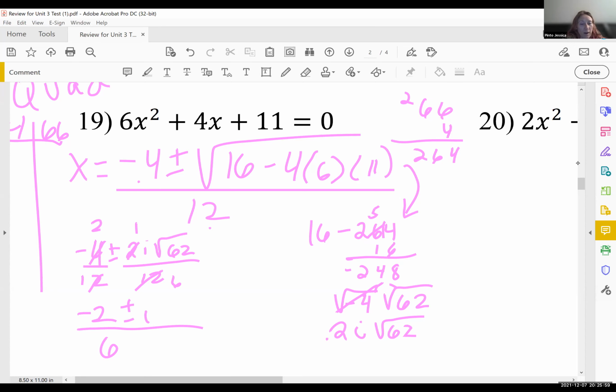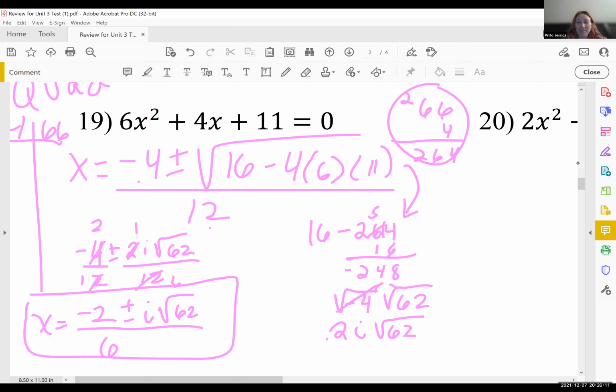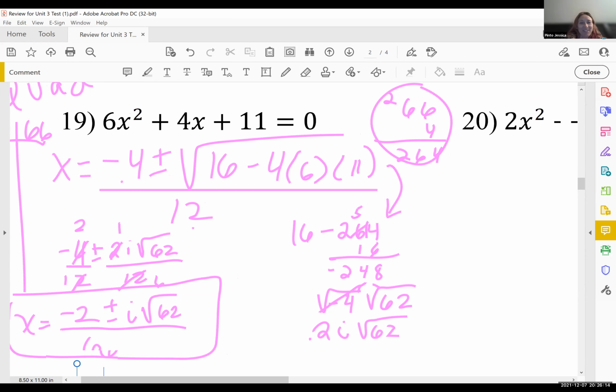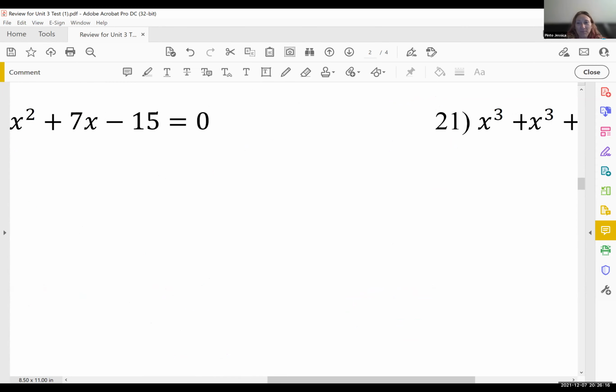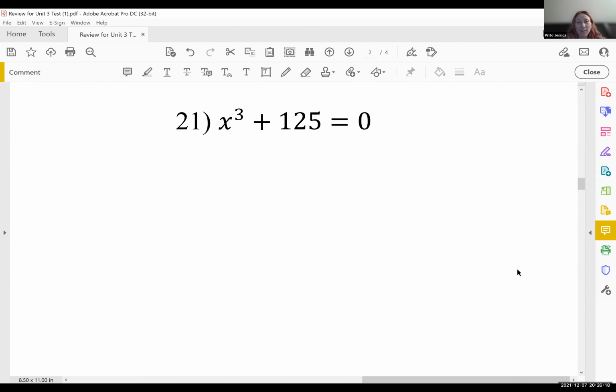And then I would write i rad 62. And those are my 2 answers for x. Hey, I thought that one was going to be really hard, but the hardest part for me really was the multiplication. I don't do that very often anymore. All right, 21. Oh, another cubic binomial.